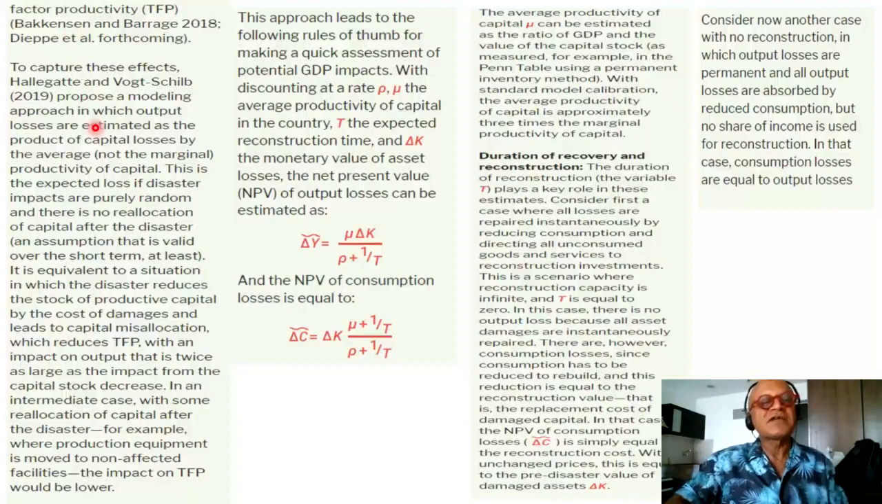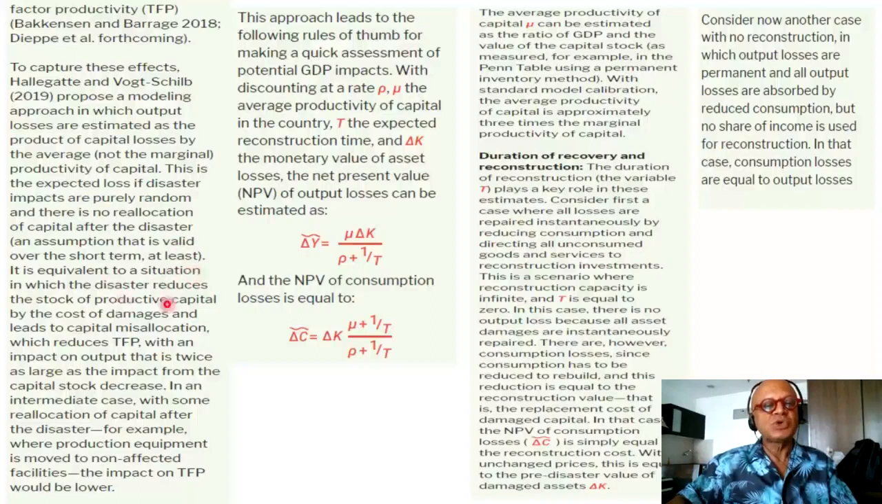To capture these effects, this paper by Hallegatte and Schlumberger proposes a modeling approach in which output losses are estimated as the product of capital losses by the average, not the marginal, productivity of the capital. Marginal is like the last dollar, so you have some base costs, fixed costs, and then you have marginal costs, right, from your basic economics. This is the expected loss if disaster impacts are purely random and there is no reallocation of capital after the disaster, which is an assumption that's valid over the short term at least.